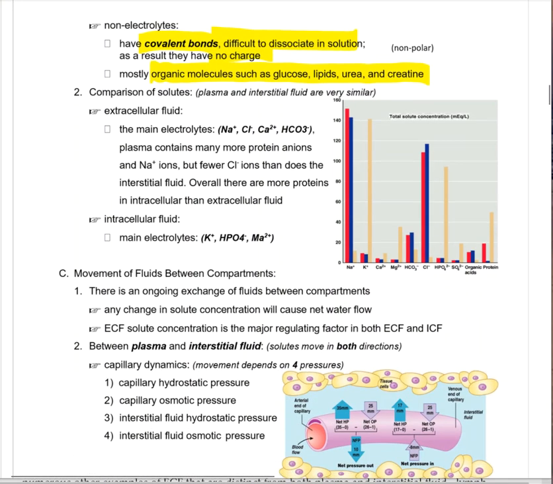So comparing solutes, plasma and interstitial fluid are pretty similar, meaning that what is in one is usually in the other, and this is because things can diffuse out of the plasma into the interstitial fluid and vice versa. However, there are big differences between what's in the intracellular fluid and the extracellular fluid, and that's what this graph here shows.